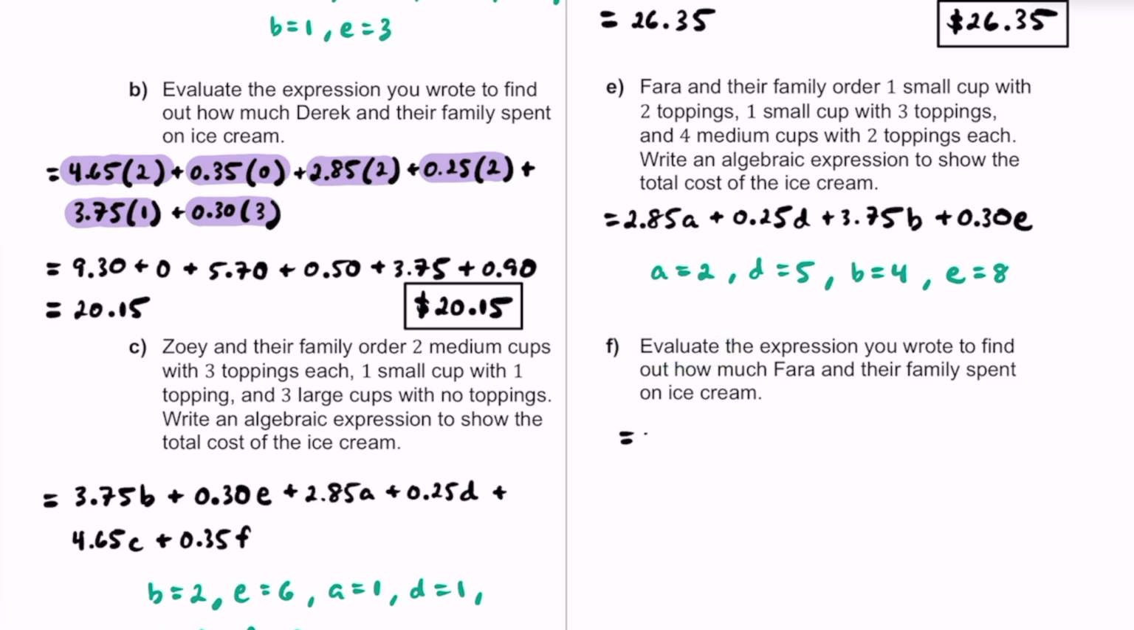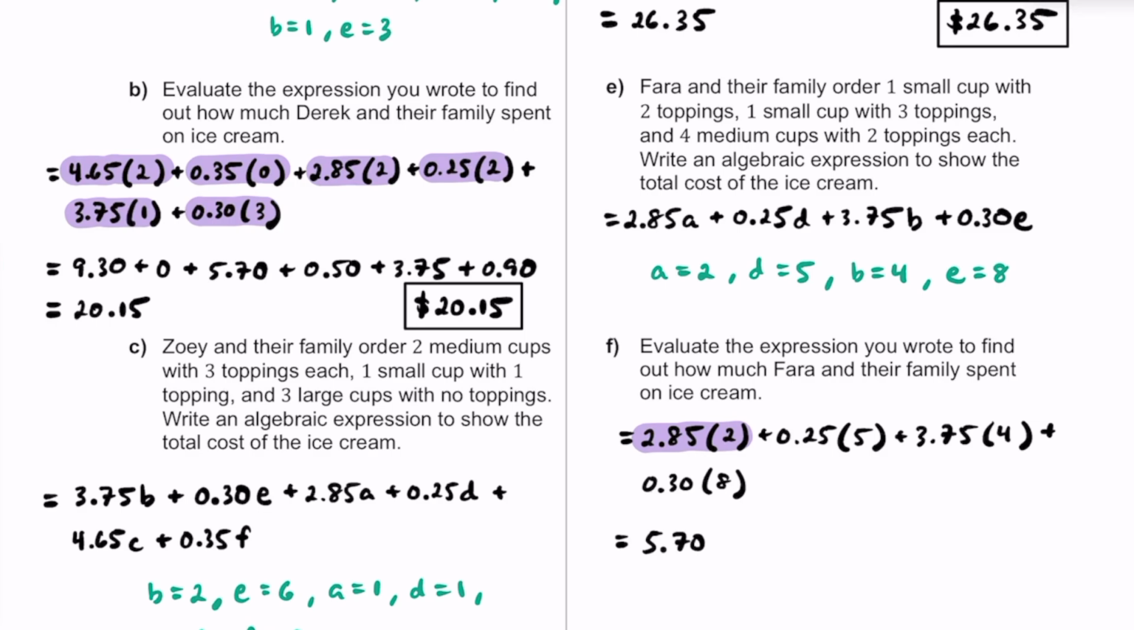So let's see, it's going to be $2.85, and we're going to multiply that by A, which we know is going to be 2 in this case. Plus we have 25 cents multiplied by D, which is going to be 5 here. Plus we have $3.75 that's multiplied by 4. And then we have finally this 30 cents multiplied by 8. Okay, so let's go ahead and start evaluating this. So 2.85 multiplied by 2, that's going to be $5.70. That's specifically for that first part.